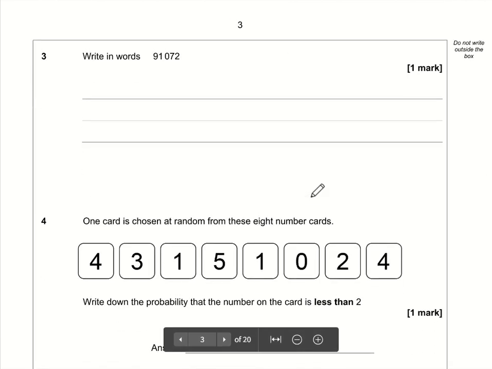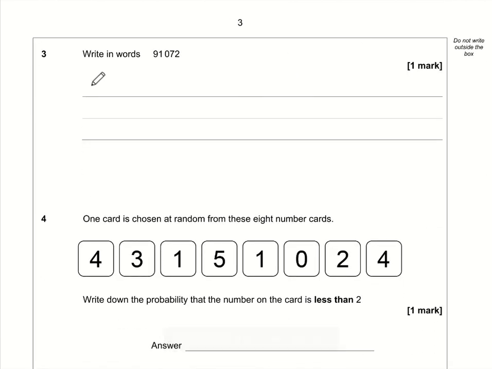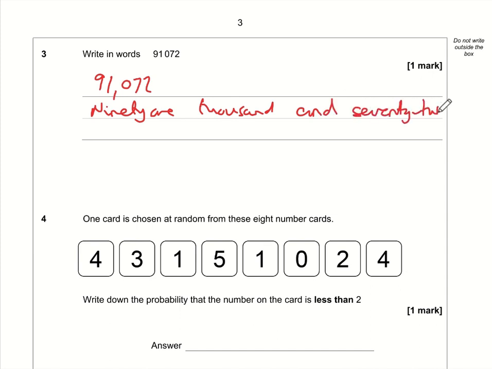Number 3, write in words 91072. So what I would do is, whenever you've got a long number, count groups of 3 from the right and put in a comma. Now the first comma represents the word 1000, so this is simply 91 comma, which is the 1000, and then just read this number here, which is just 72, so 91,072. So the first comma is 1000, second comma is million, third comma is billion.